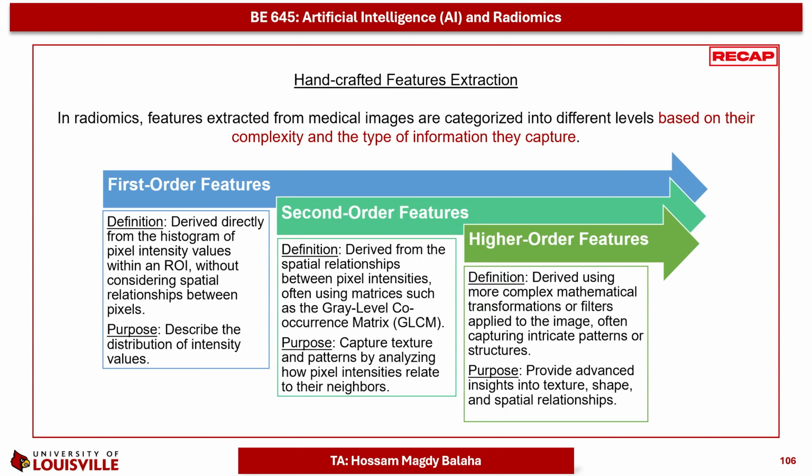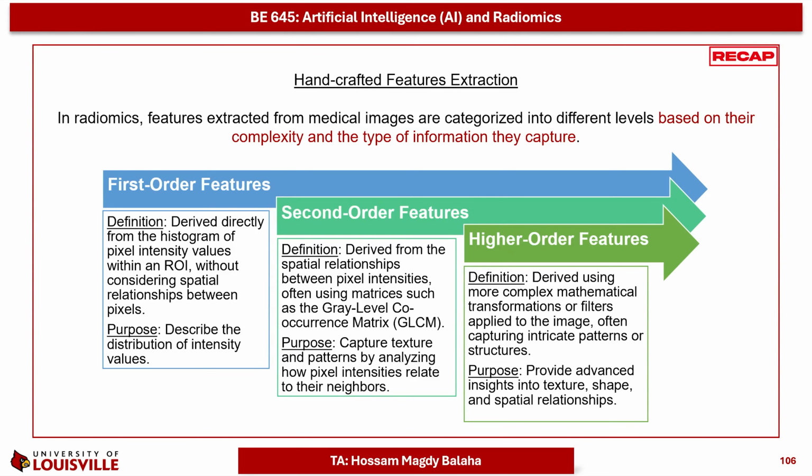And then we went through handcrafted feature extraction, and we mentioned that it's categorized under 3 main categories: first order, second order, and higher order. First order deals with the pixel intensities themselves without any relationship between the current pixel and neighbor pixels. Second order features such as GLCM deal with the current pixel and the neighbor pixels at a specific distance and angle. Higher order features deal with complex mathematical transformations or filters.